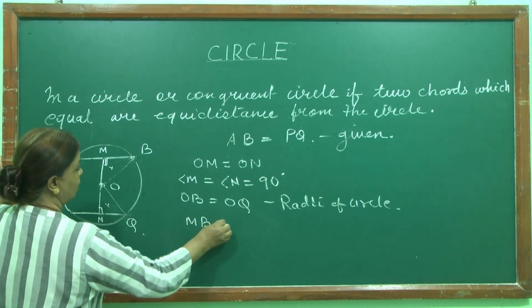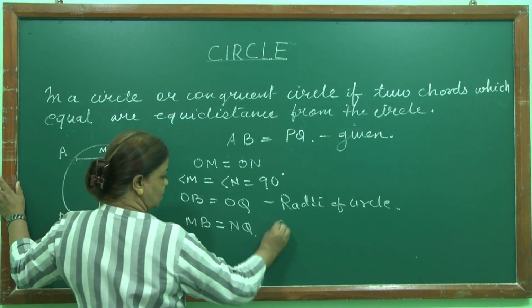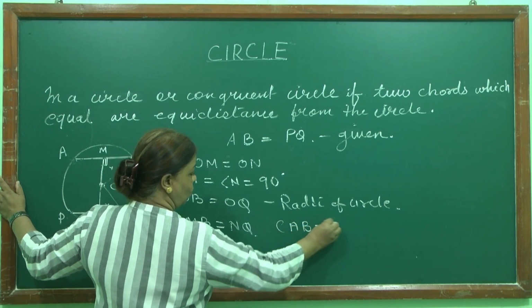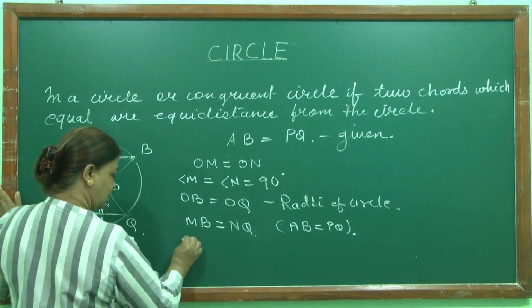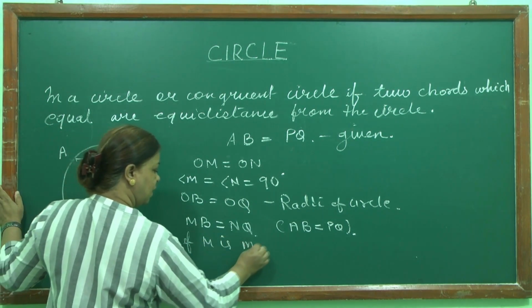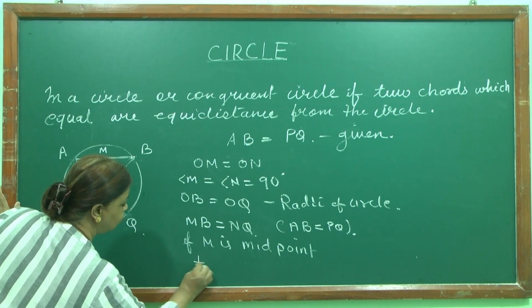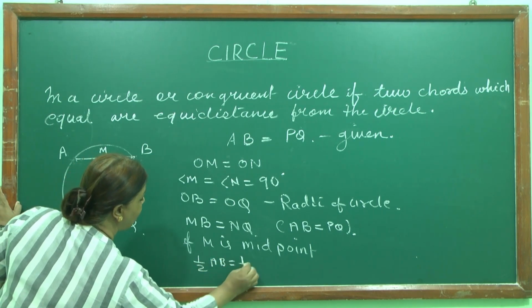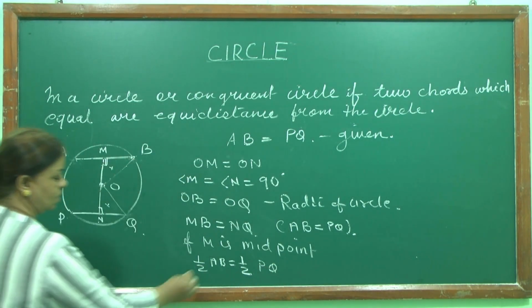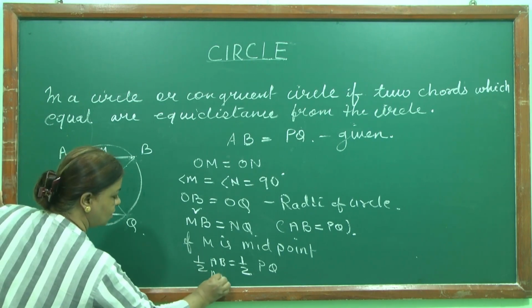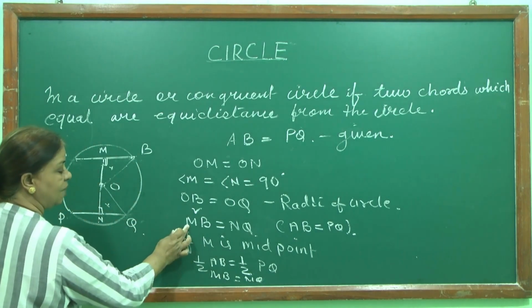MB is equal to NQ, since chord AB is equal to chord PQ. Now, if M is the midpoint, then half of AB is equal to half of PQ. Now what is half of AB? MB is equal to what? Half of PQ, what is NQ? And therefore we got MB is equal to NQ.